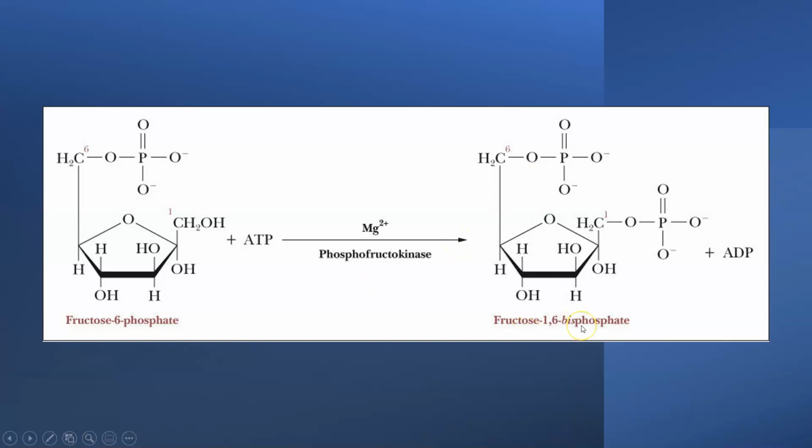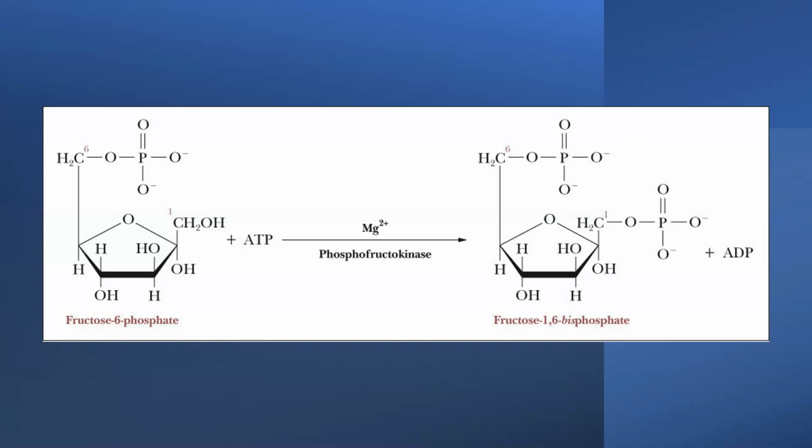That bis tells you that the 2 phosphates are on 2 different carbons, and the carbons are carbon 1 and carbon 6. So here's one phosphate, here's the other, here is the fructose. It's phosphorylated at the 1 and 6 carbons, so fructose 1,6-bisphosphate. And ADP is left over, just like we saw in step 1. ATP is the phosphate donor, and once that second phosphate has been donated to carbon 1, we're left with adenosine diphosphate there. Also, this is our second regulated step.